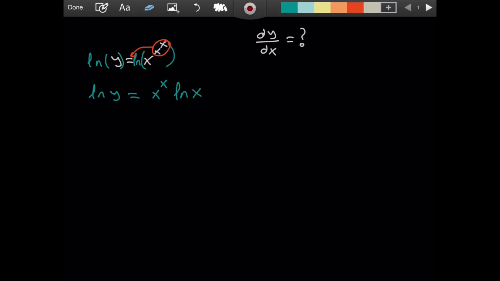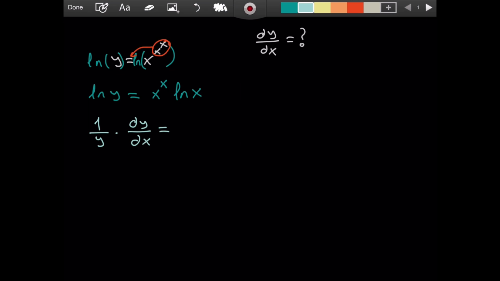Now I want to take the derivative with respect to x on both sides. When I take the derivative on the left, what do I get? Well, I have ln y, so I need to use chain rule. How do I use it? Well, I first take the derivative with respect to y. The derivative of ln y with respect to y is 1 over y times, the chain rule tells us, dy by dx is equal to.